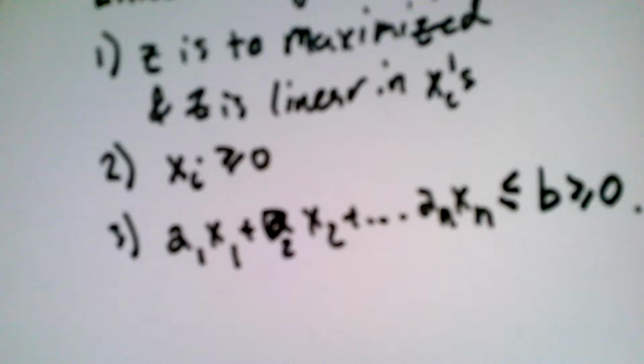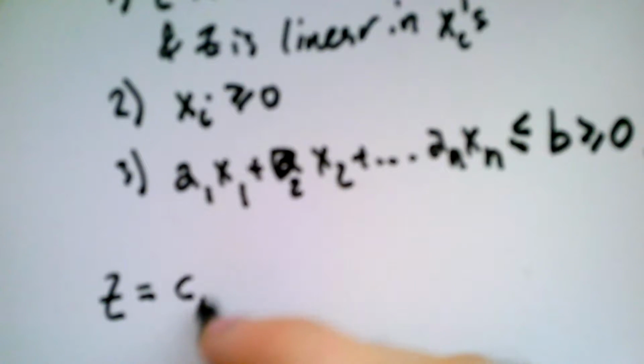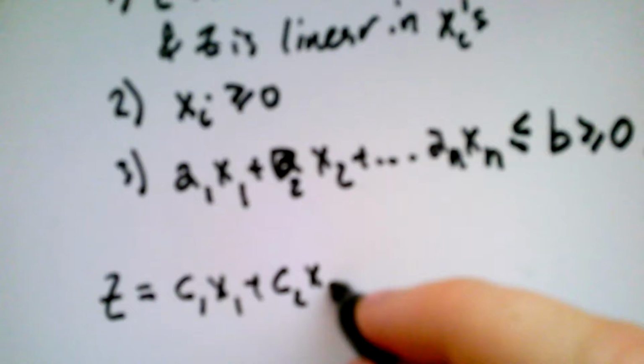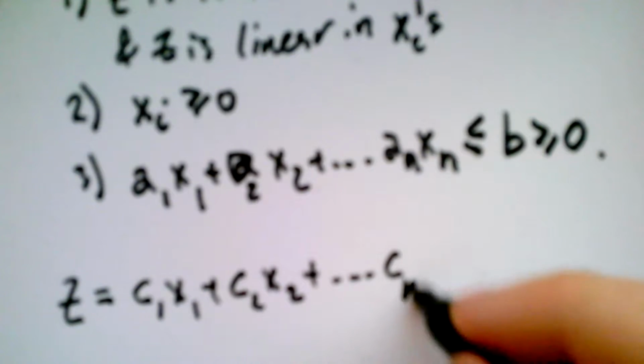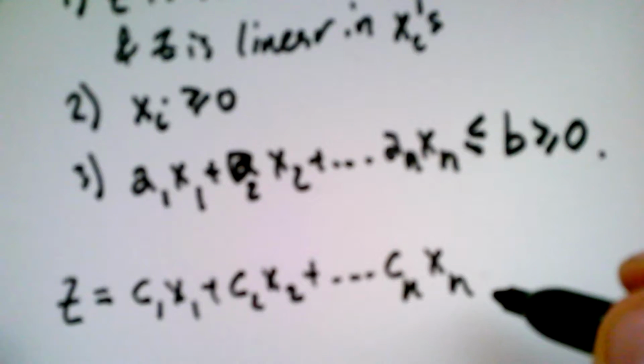And what I mean by a linear function is, of course, that all of the powers are first powers, and all of our terms have exactly one variable, and so basically z is of this form. z is equal to some constant times our first variable plus some constant times our second variable up to some constant times our last variable. So we're trying to maximize a z that is in this form.